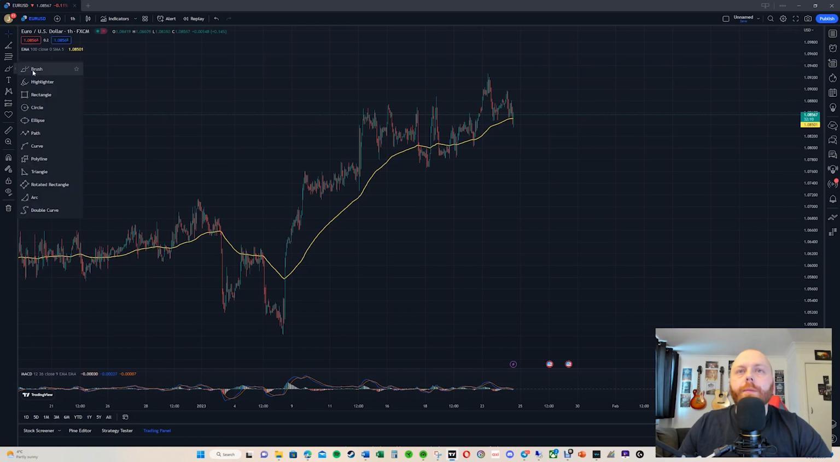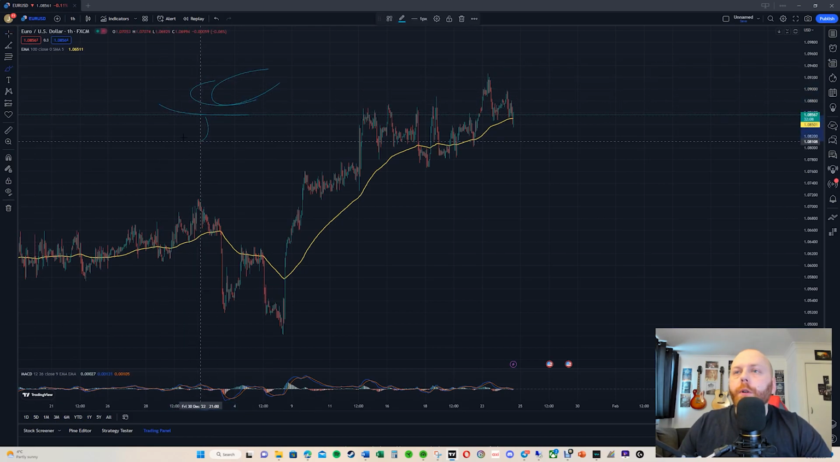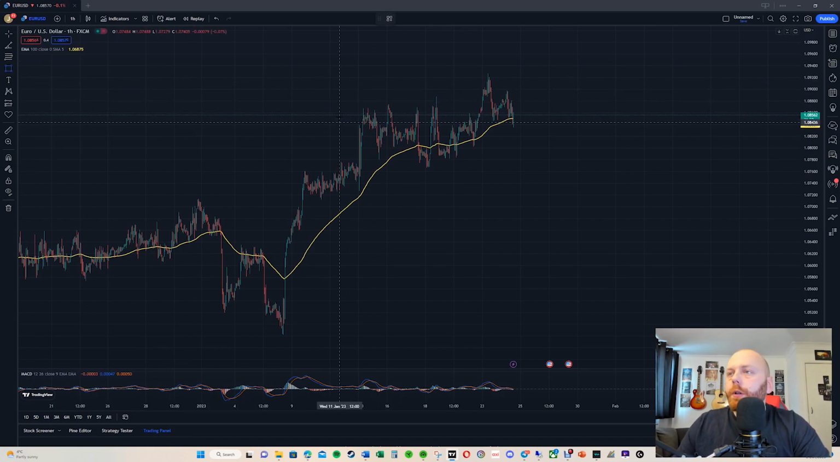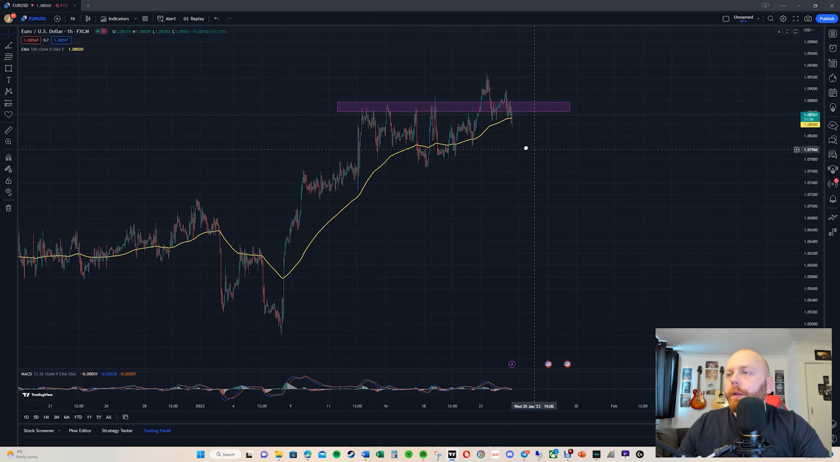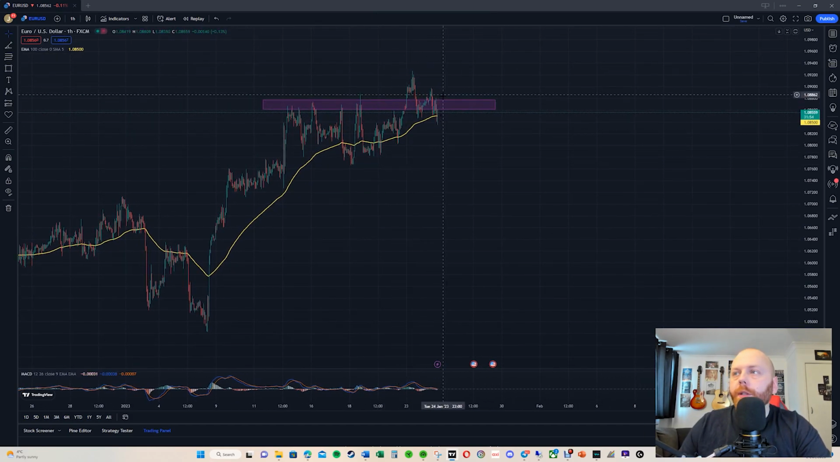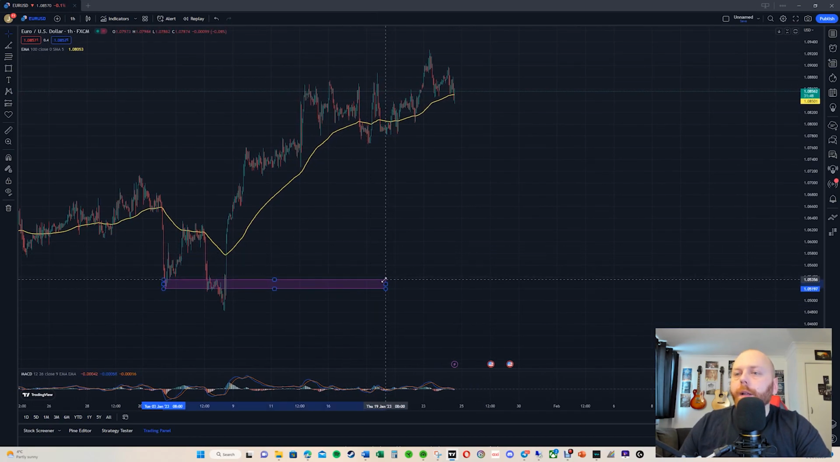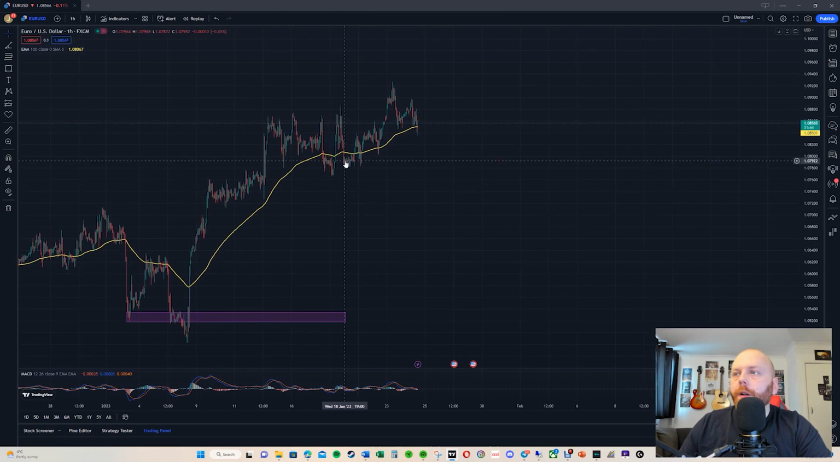The next section down, you've got a brush you can use if you want to just make some quick notes or something, or mark something up freehand. You have a highlighter which just says what it is. This is a big one that I use. So when I'm marking up my support and resistance areas, I'm usually marking them out with this rectangle. I just think that it lets you put an area of value on the chart that you're looking for particularly.